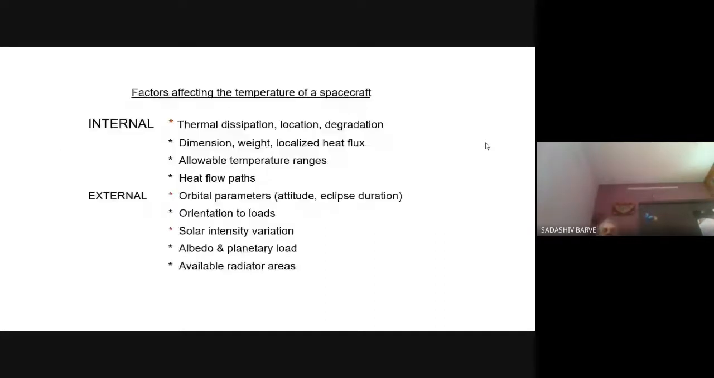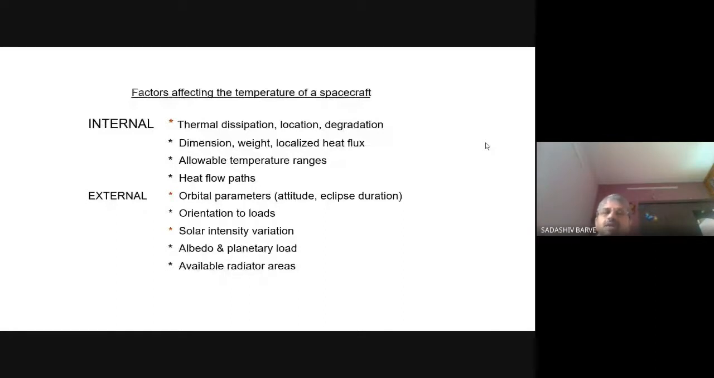Now, factors which are affecting the temperature of the spacecraft. Internally, there is thermal dissipation. What is the dissipation level of the packages? Some of the dissipations are only momentary, only for 5 minutes, 10 minutes. Some of the dissipations are continuous. So we should know all their configuration clearly, whether they are intermittent type or continuous.